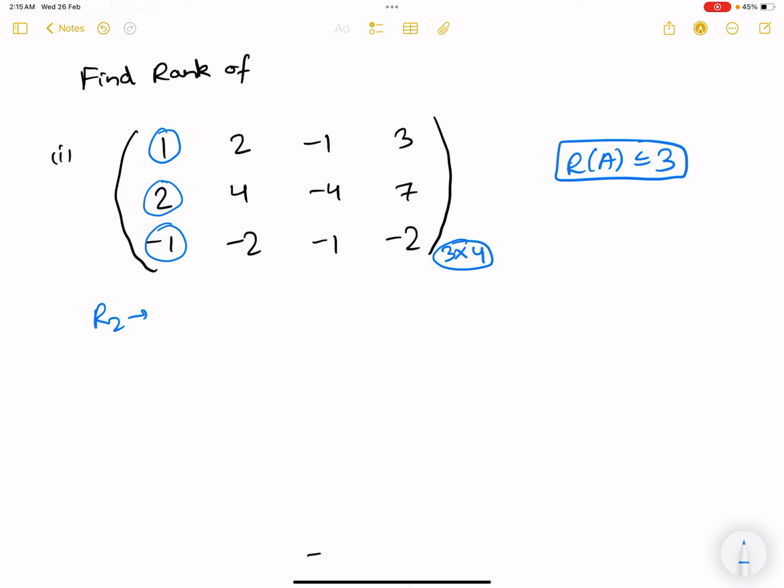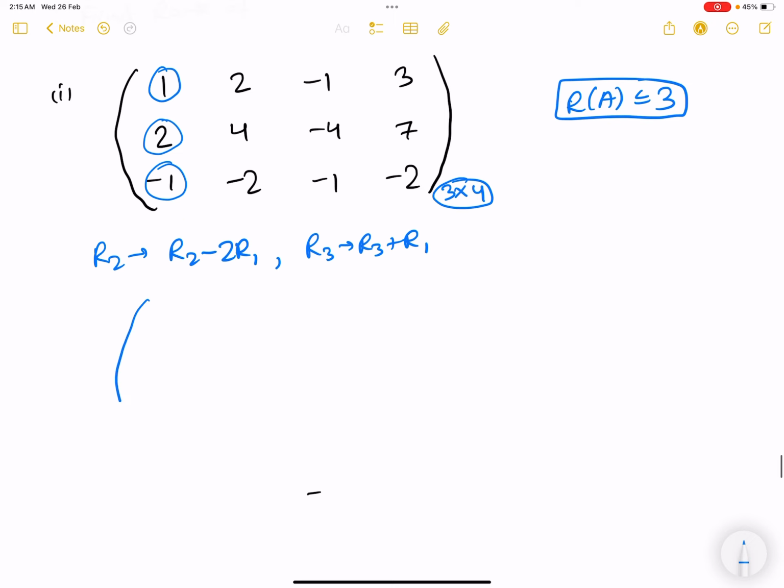It cannot be greater than 3, the minimum of this. Now R2 goes to R2 minus 2R1. I'm again telling you that using elementary row operations won't impact the rank of the transformed and the original matrix. It would remain the same. And R3 goes to R3 plus R1. Now 1, 2, minus 1, 3.